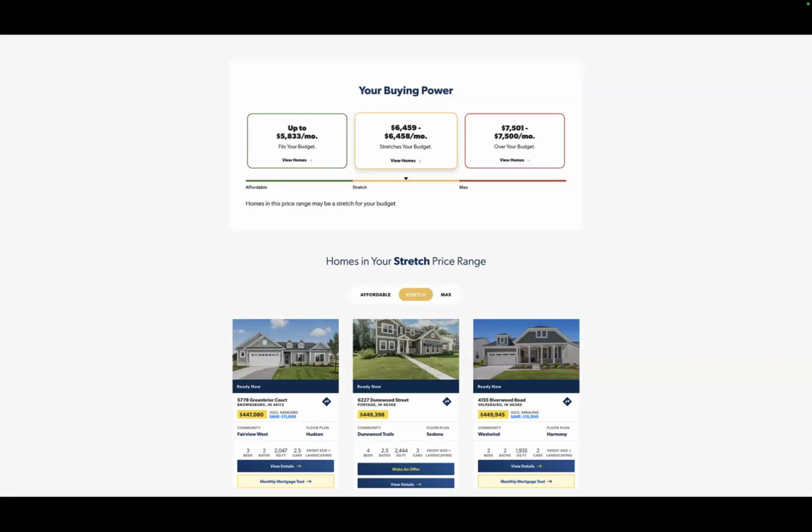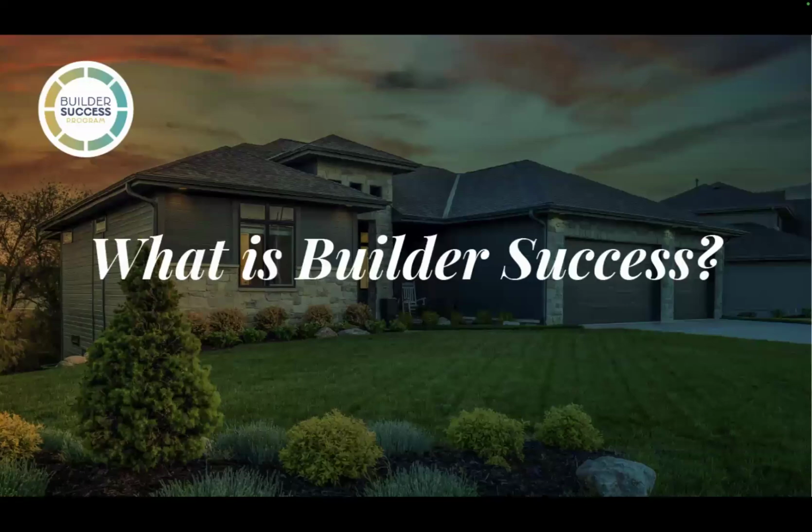So, Chip, we have this awesome home buying calculator. That's awesome. But in terms of turning this into actual leads, we need to make sure builders are successful in doing this. So we have a builder success program. What's that? How do we get involved? And what's our model here?